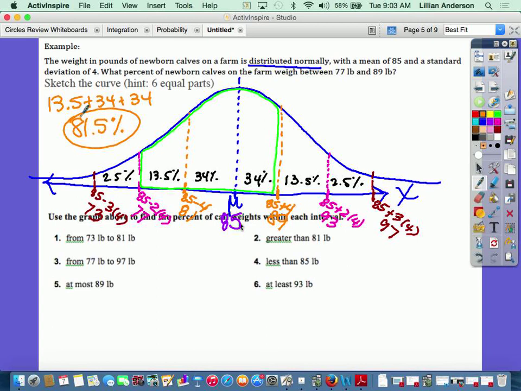From the normal distribution curve, remember within one standard deviation is 68%. And since the mean is basically that symmetric point, it cuts it in half, that's where the 34 came from. The 68 divided by 2. Okay?